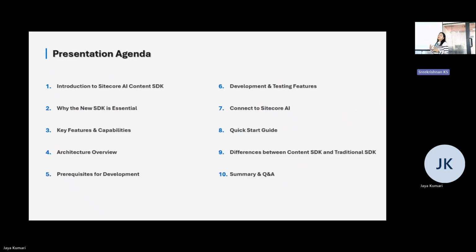Then how we can integrate it with Sitecore AI. I will refer to Sitecore AI because it is now renamed, but that means Sitecore XM Cloud. Then how we can start a project on that, and we see a demo when we quick start it. Later on, we see the differences between Content SDK and the traditional SDK. And at the end, if you have any queries, I can answer them, and then we go forward.